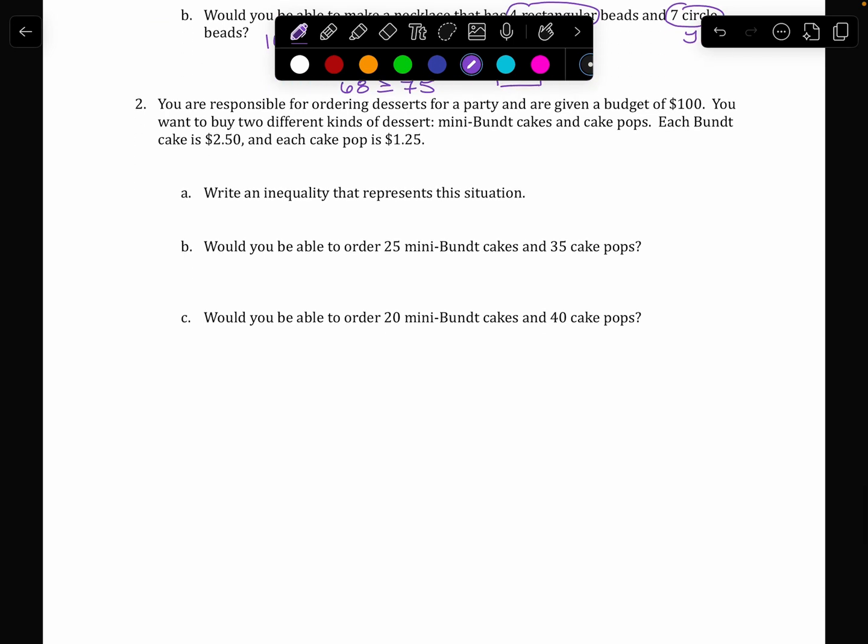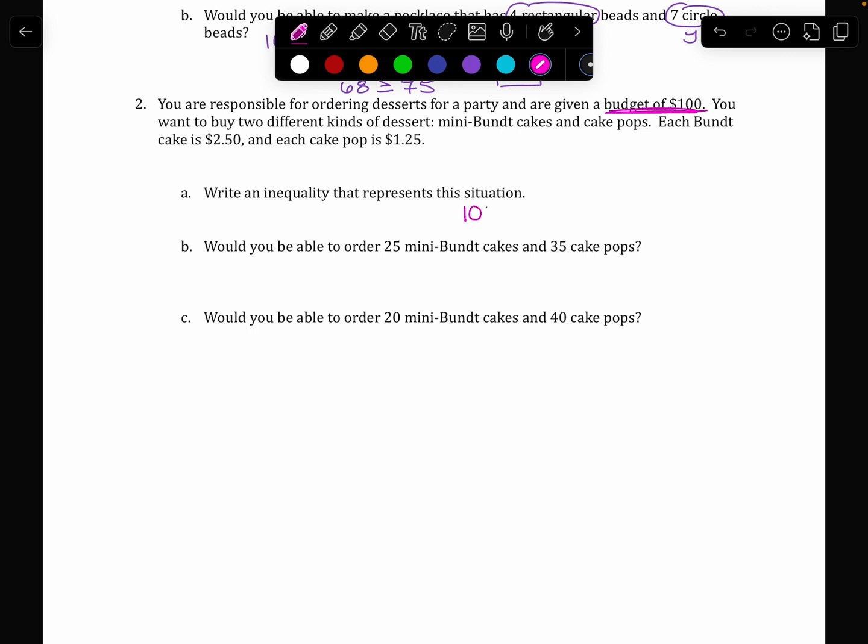Number 2, it says you are responsible for ordering desserts for a party and are given a budget of $100. Budgets mean that somebody gives you $100 and that's all you get. So you could not spend more than $100. $100 is the max you can spend. You want to buy 2 different kinds of dessert, mini bundt cakes and cake pops. Each bundt cake is $2.50 and each cake pop is $1.25, right? Write an inequality to represent the situation.